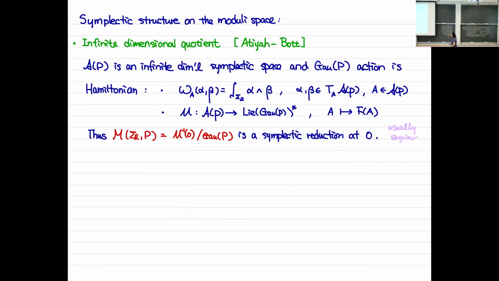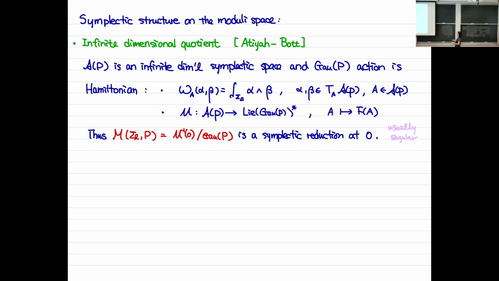So I would like to recall some of the results on the moduli space. There are many, many results, so I will only recall some of them. The first one is about the symplectic structure on the moduli space, the infinite dimensional quotient by Atiyah-Bott.